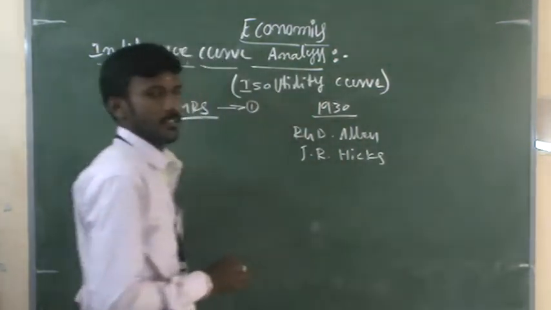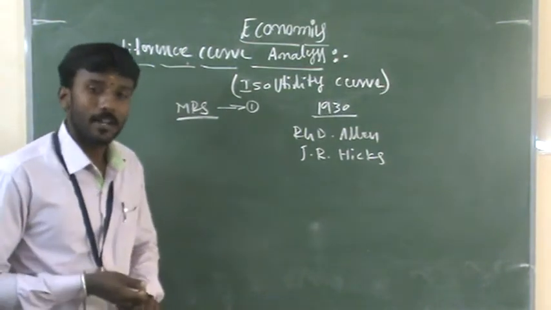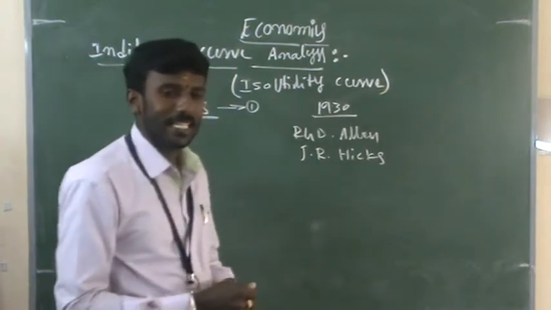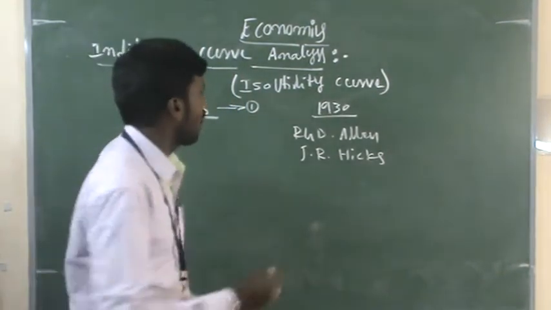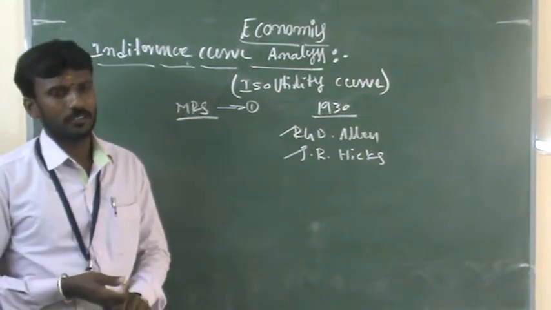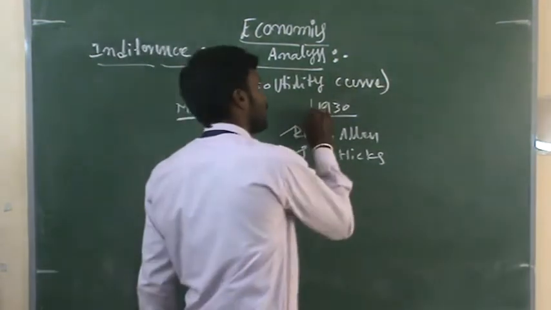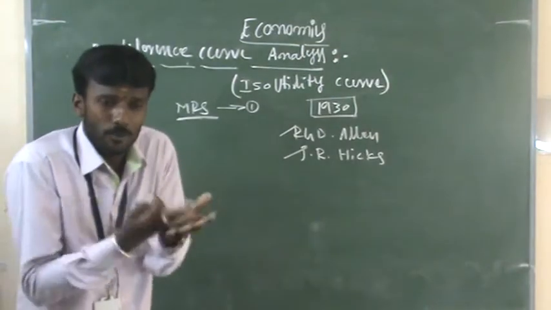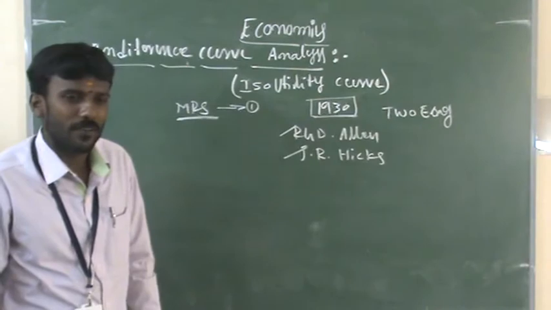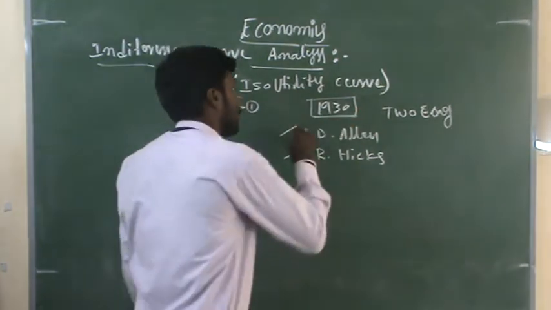See students, the application or the concept of the indifference curve was popularized and greatly extended in the year of 1930 by the two English economists, R.G.D. Allen and J.R. Hicks. It was developed in 1930, by whom? By two English economists, it was developed, became popular, and greatly extended. They are none other than R.G.D.